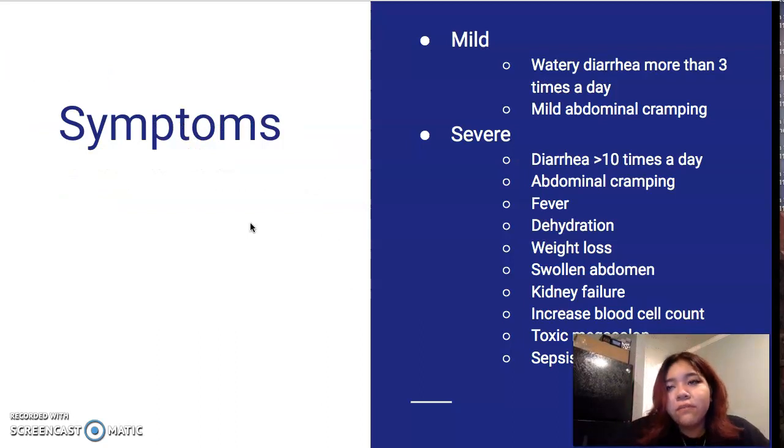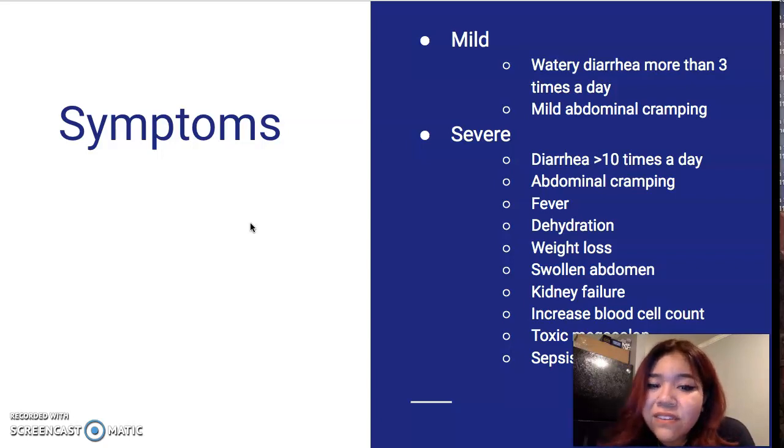And here are some of the symptoms. You might have mild symptoms, which involve watery diarrhea for more than 3 times a day, or mild cramping. Severe symptoms is like more diarrhea, like 10 times a day. And it's not normal diarrhea, it's like water.